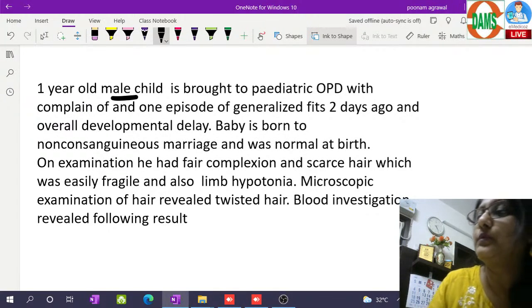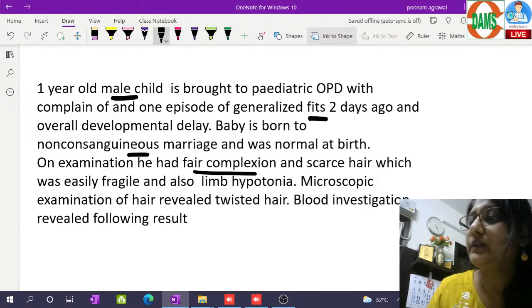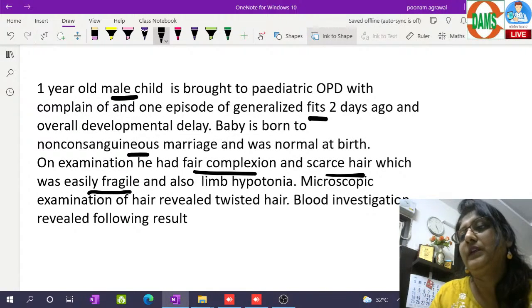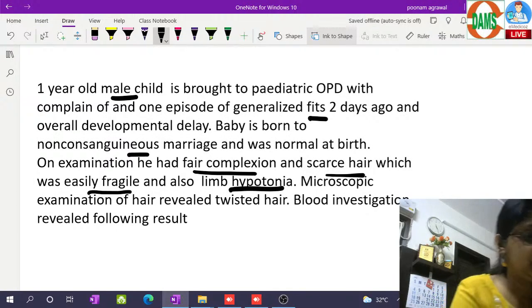A 1-year-old male child brought to the OPD with fits 2 days ago and overall developmental delay, non-consanguineous marriage, and fair complexion, scarce hair which was very easily fragile, and limb hypotonia was seen.